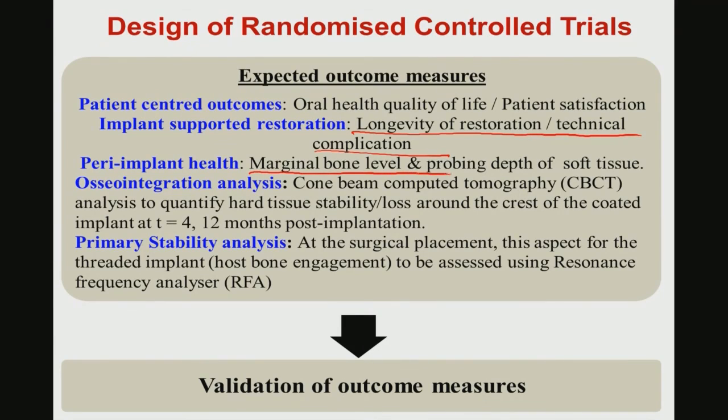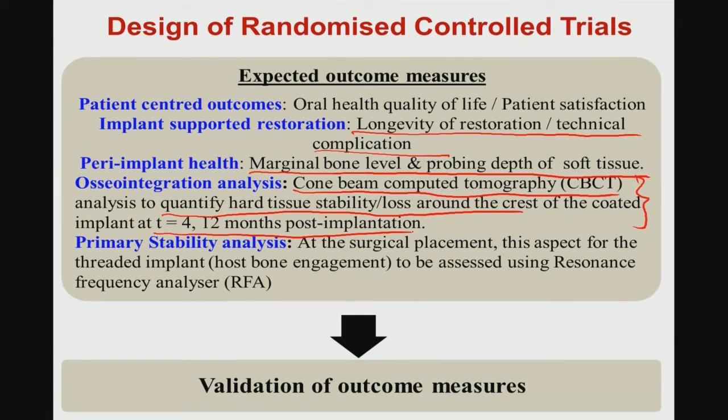Second one is the implant supported restoration, the dental restoration, like what is the longevity of the restoration or technical complications. Third one is the peri-implant health, like the marginal bone level and probing depth of the soft tissue, which can be investigated. And the fourth one, which is a more quantitative estimation, is osseointegration, like how well the implant inserted into the mouth is integrated in the osseous system around it. Here, cone beam computed tomography analysis needs to be done to quantify the hard tissue stability at different time levels.